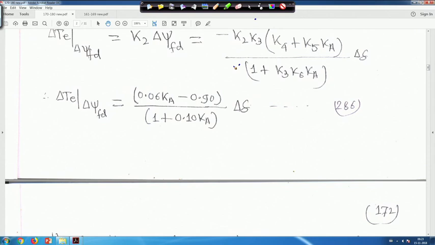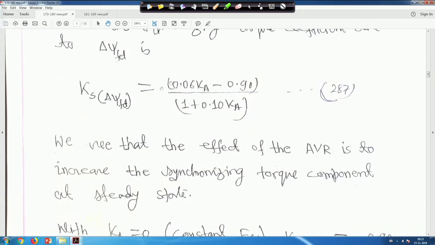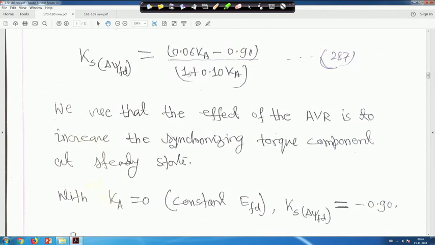So that means, in this case we are writing the synchronizing torque coefficient, in bracket we are writing delta psi fd, because it is due to delta psi fd, is (0.06 Ka minus 0.9) upon (1 plus 0.10 Ka). This is equation 287. So we see that the effect of the AVR is to increase the synchronizing torque component at steady state, right.